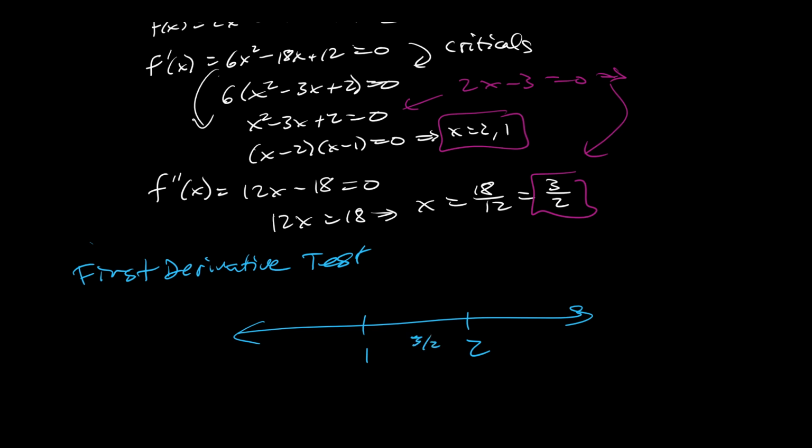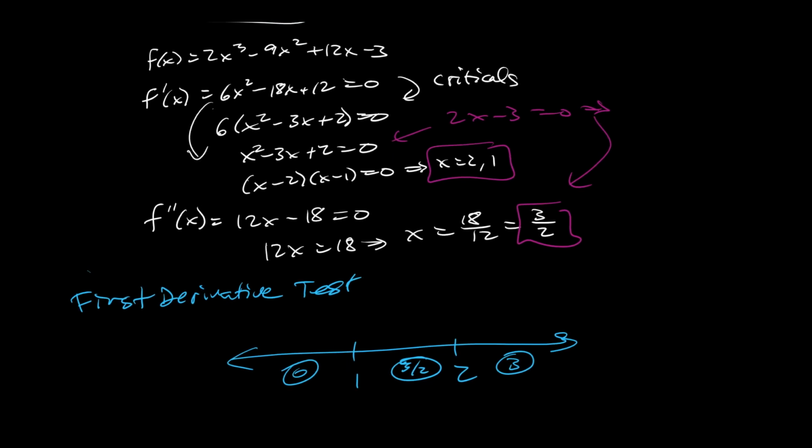So I'm going to use maybe 3/2 here. It doesn't have anything to do with this 3/2 here. I mean, it's the same number, but I'm just using a test point in each interval. After 2, I could use 3, and after 1, I could use 0. So what I'm going to do is plug these into the first derivative. Now I can plug it into this one that has a 6 on it, or without the 6, and I just want to see what the sign of the function is.